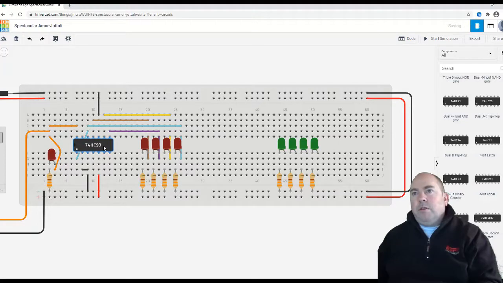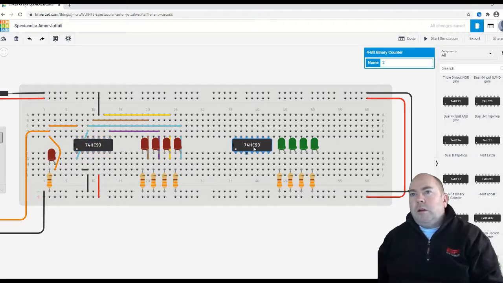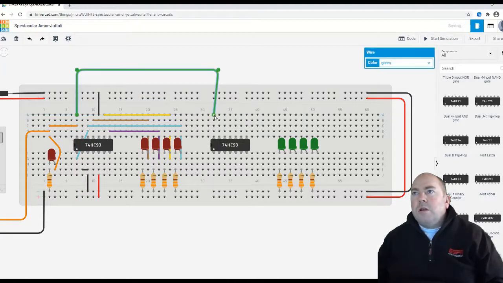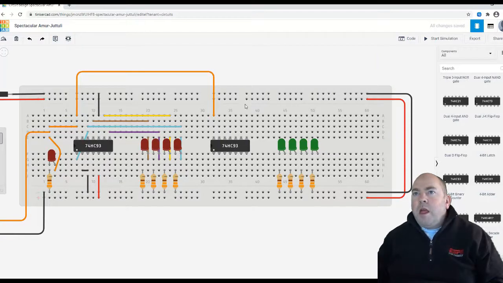Okay, so we're going to add another one of these. Put that right here. We're going to duplicate this wiring. So let's bring our clock signal over here. Make that orange. Make that our ground. Power is here.